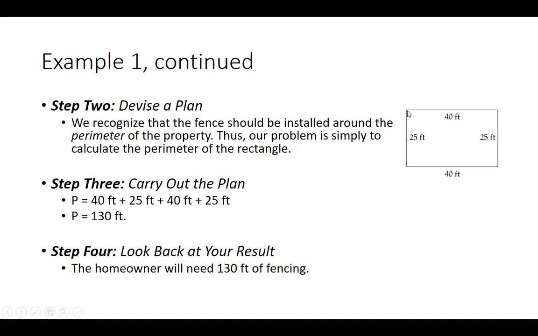Imagine taking a starting point and then walking around, taking every measurement as you go until you end up back where you started. 40 plus 25 plus 40 plus 25. Adding those together gives us 130 feet. So looking back at our result, the homeowner will need 130 feet of fencing.